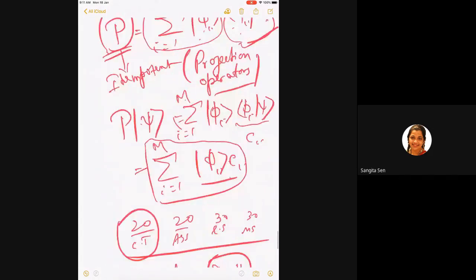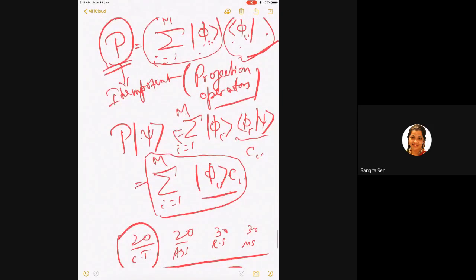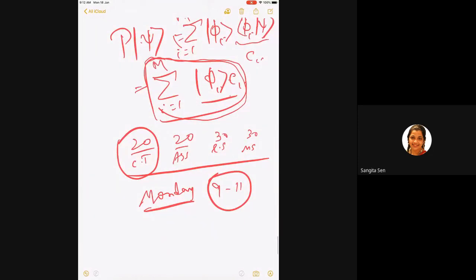We showed why it is a projection: because it acts on an arbitrary function, it picks up the m-dimensional subspace of these phi i's inside. That's why it is called a projection. It is as if it is projecting out.